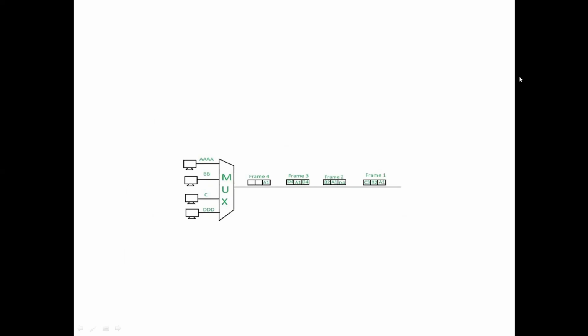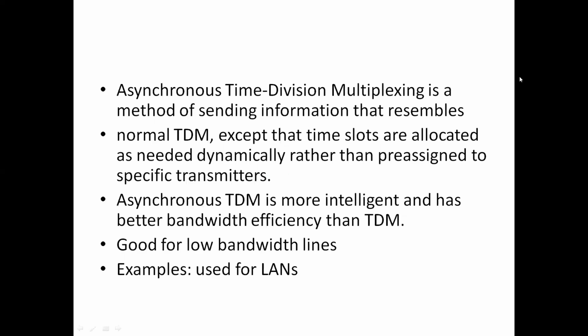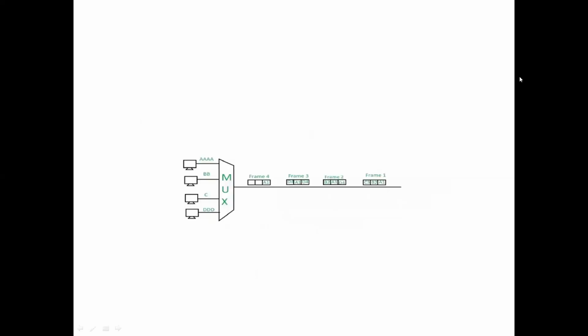Another example of this we have is asynchronous time division multiplexing. It is a method of sending information that resembles normal TDM except that time slots are allocated as needed dynamically rather than pre-assigned to specific transmitters. They are more intelligent, have better bandwidth efficiency than TDM, and they are good for low bandwidth lines. An example is LANs. We use asynchronous time division multiplexing in LANs. And let's have an example of it.